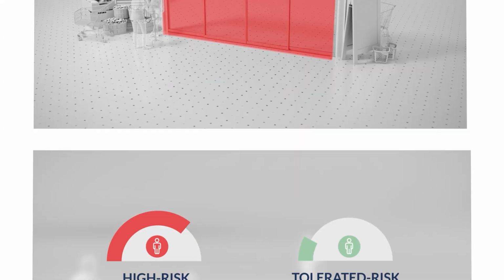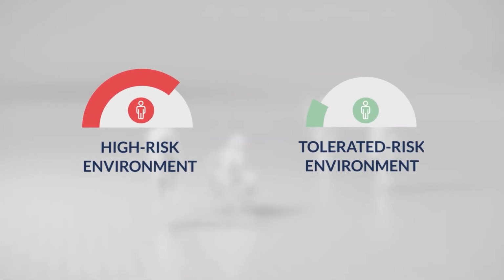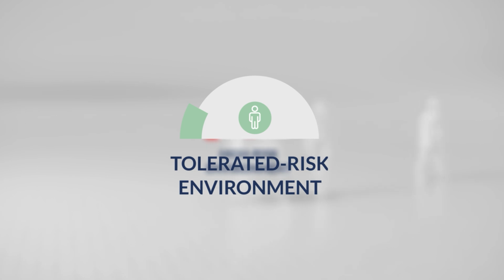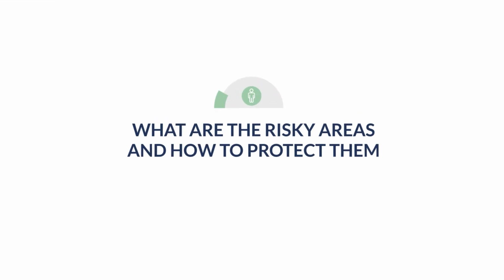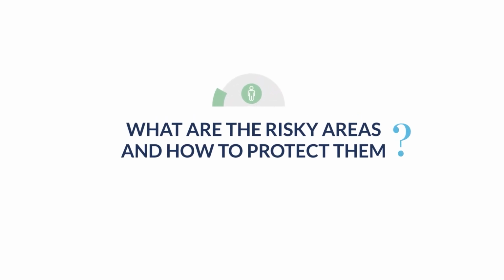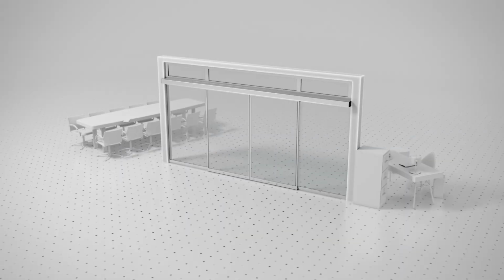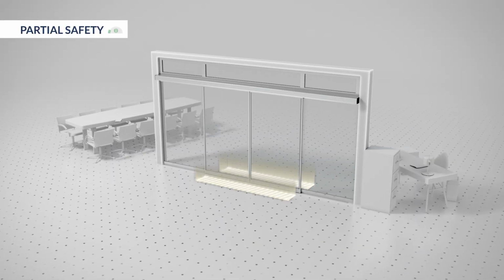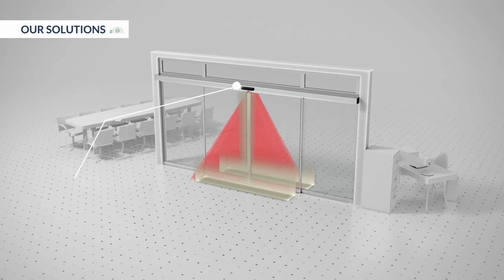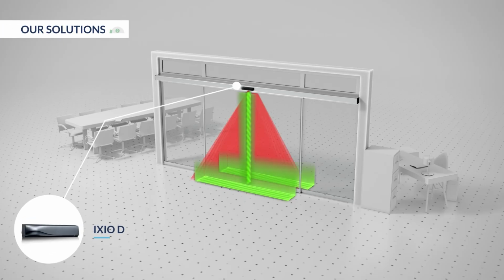In building environments where users are very unlikely to be elderly, disabled persons or young children, the risk of contact can be tolerated. It all depends on your own risk assessment. In a tolerated risk environment, the door threshold and the main closing edge must be secured during closing. This can be achieved by using an IXIO D.